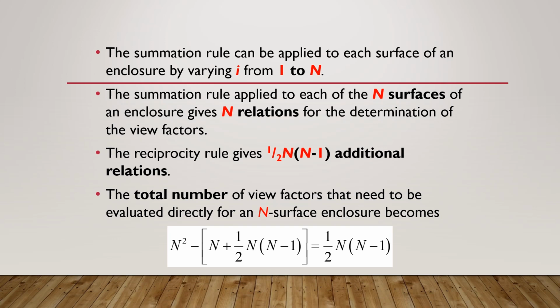Amongst these view factors, how many do you need to calculate? By using the equation half n times n minus 1, it is actually only one view factor that you need to calculate, and then for the rest you can use the symmetry rule, summation rule, superposition rule, or reciprocity rule.